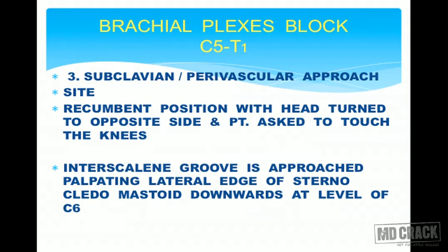Now the third type of approach is the subclavian or perivascular approach. Site: again the patient has to be in recumbent position with head turned to the opposite side, and the patient is asked to touch his knees. This type of approach actually is very cumbersome for the patient. In this position, the interscalene groove is palpated along the lateral edge of sternocleidomastoid muscle downwards at the level of C6.